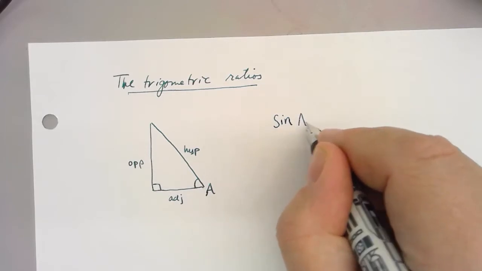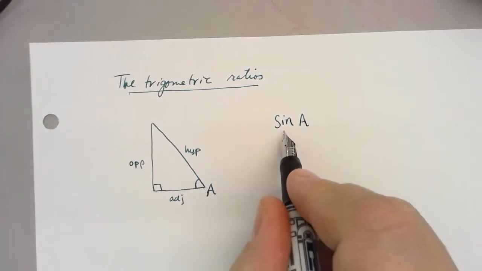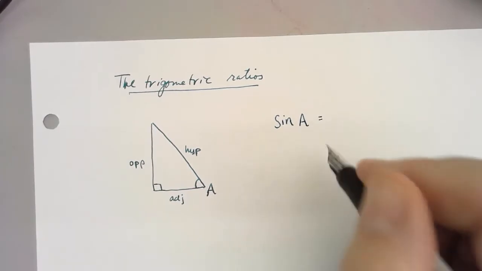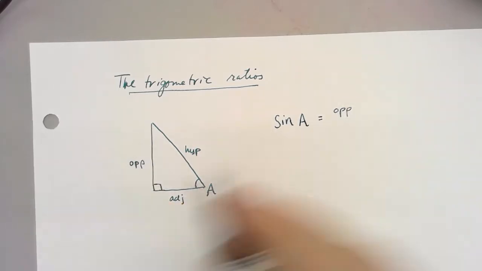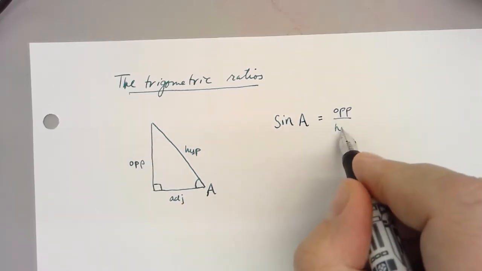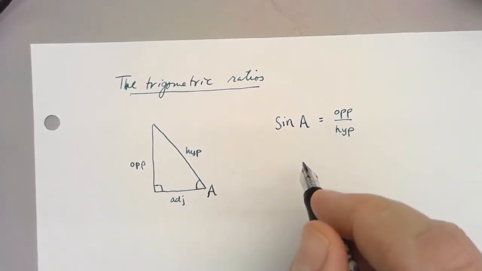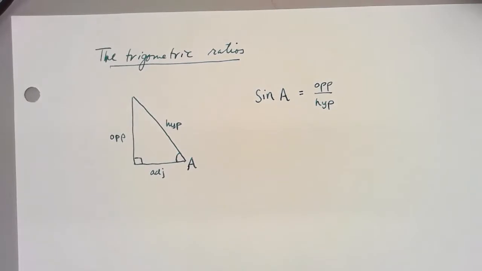You always write down right next to it the angle. That's the selected angle in the triangle that you're going to be working with. So this is read sine A. The sine of A is defined to be this opposite length divided by the length of the hypotenuse. That is the sine ratio. If this is a little bit confusing, it will become clear as we show you how these work.